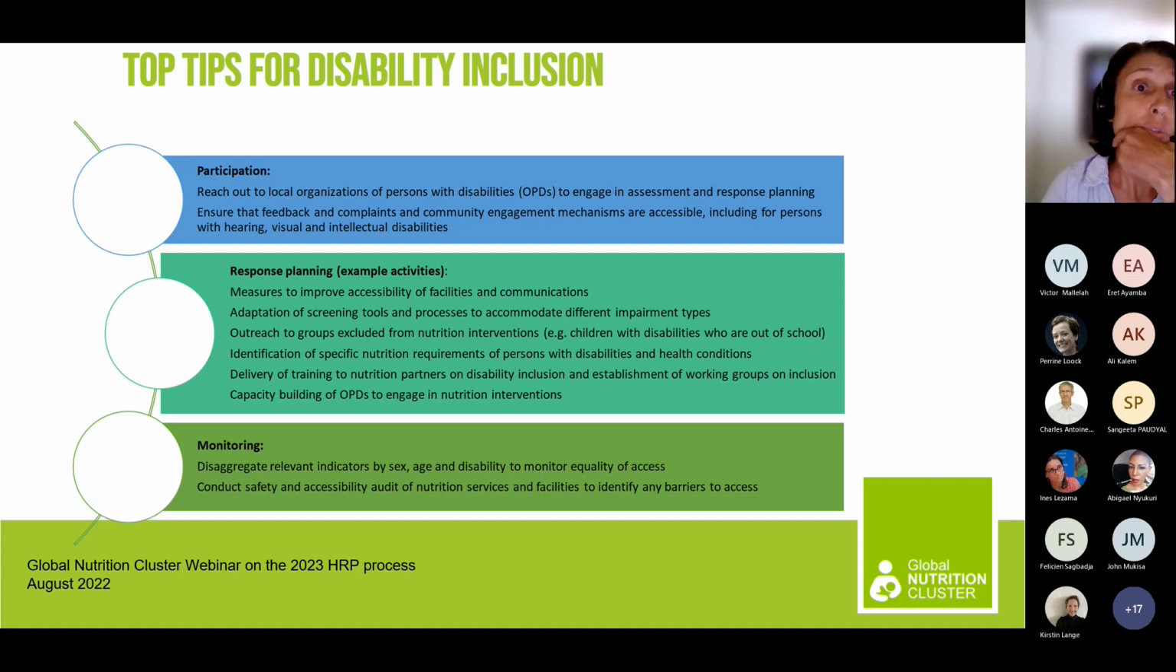Recently the team has developed a tip sheet also. So I will share with you the link and you can have many more examples and key things to think about when you want to integrate disability well within your program. This tip sheet was developed about two weeks ago, so we'll make sure we share it with you so that you can have it when you develop your HRP.